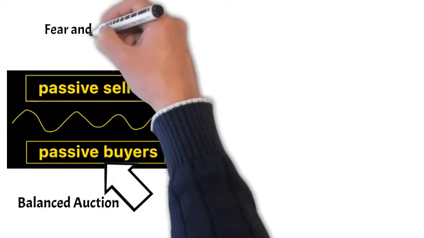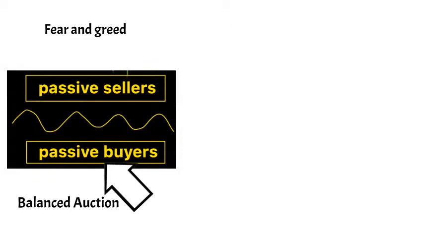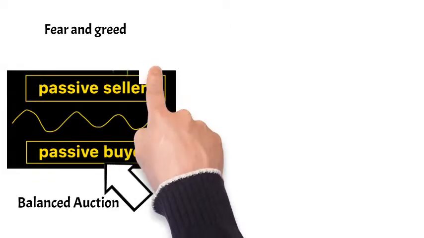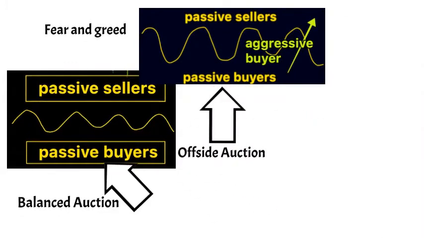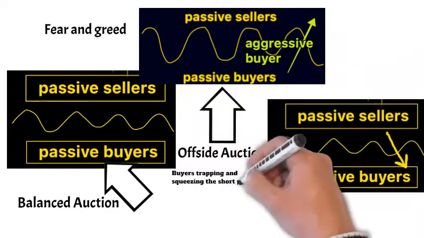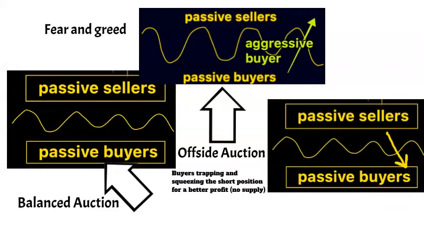Now fear and greed steps in. Greed thinks they can get a better price, so they lift the offer. Meaning fear, a short seller has to exit their position by buying. Ideally, the short seller wants to exit their position by buying lower, so they stay a passive buyer. But because the buyer lifted their offer to make the auction go higher, the auction becomes offside with aggressive buyers, right? Forcing the passive sellers to close the position by buying it back for whatever they can. And this is like the trap and squeeze, right?